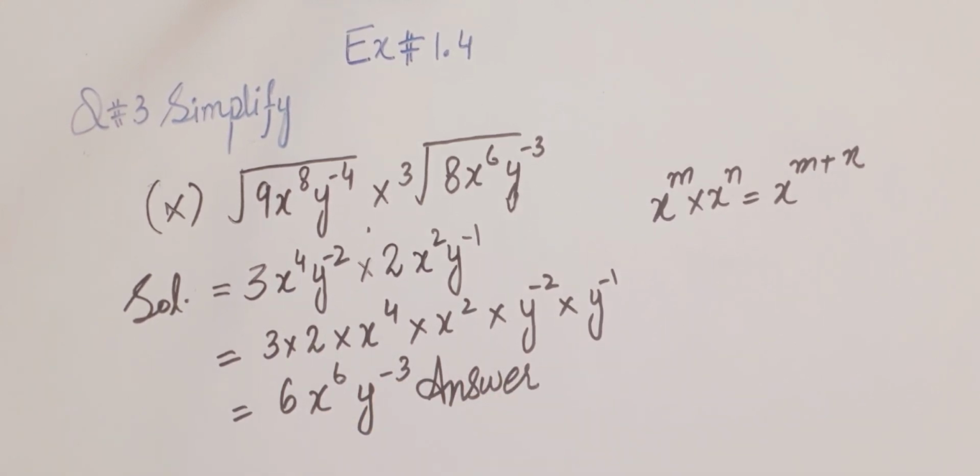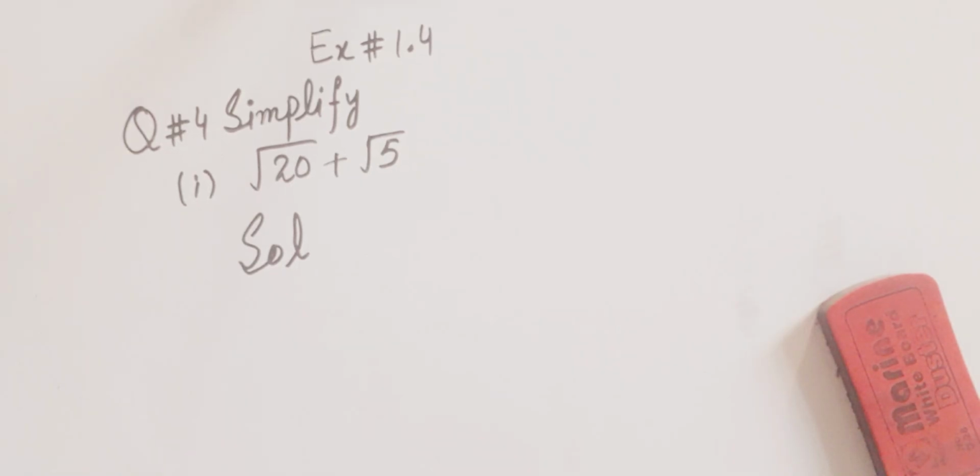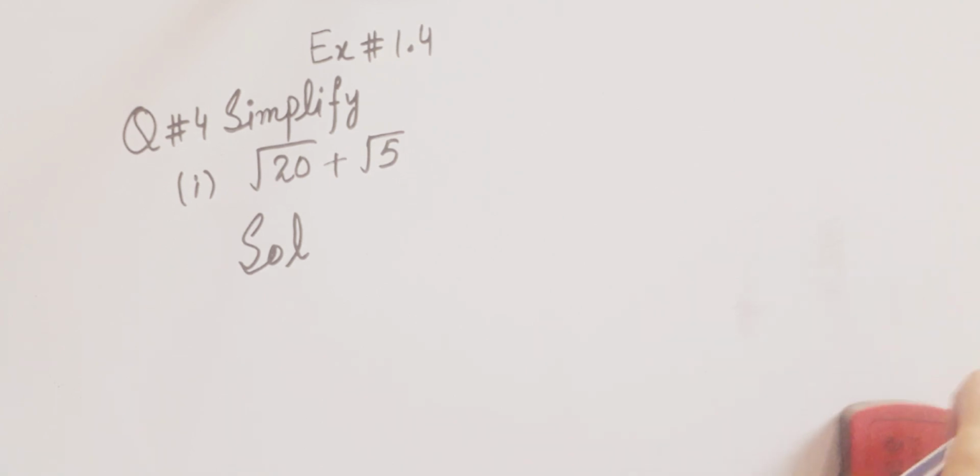I hope you understand. Now students, question number 4 is simplify square root of 20 plus square root of 5. We will solve all these 6 parts in a very easy way. So square root of 20 plus square root of 5. How can we solve this?